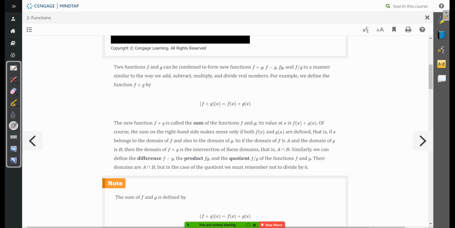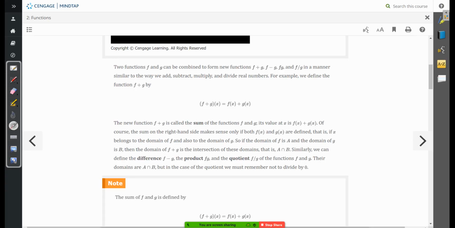Anyways, going back. Two functions f and g can be combined to form new functions. We talked about that. For example, we define the function f plus g by, looking here, f plus g of x. These are the names of the functions combined with the variable that they are defining, and we can change that to f of x plus g of x. The new function f plus g is called the sum of the functions f and g. Its value at x is f of x plus g of x.